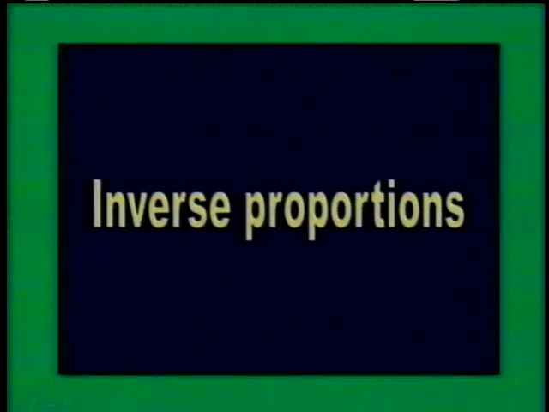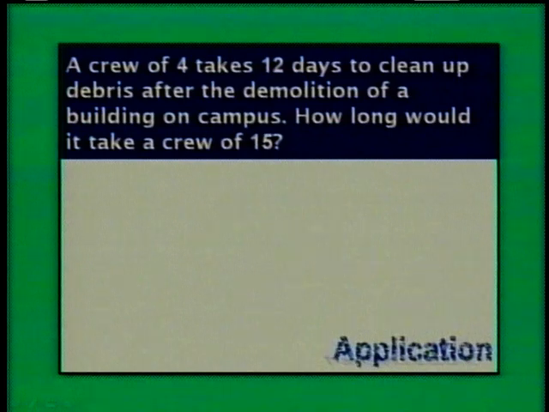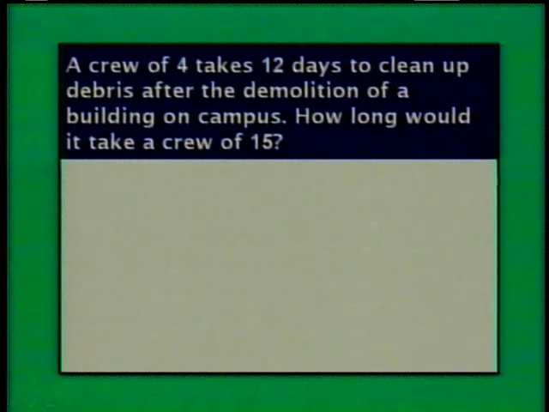In this part of the lesson, we're going to look at something called inverse proportions. All the proportions we have looked at so far have been one type. We're going to see something that's a little bit different in this example. A crew of 4 takes 12 days to clean up debris after the demolition of a building on campus. How long would it take a crew of 15?